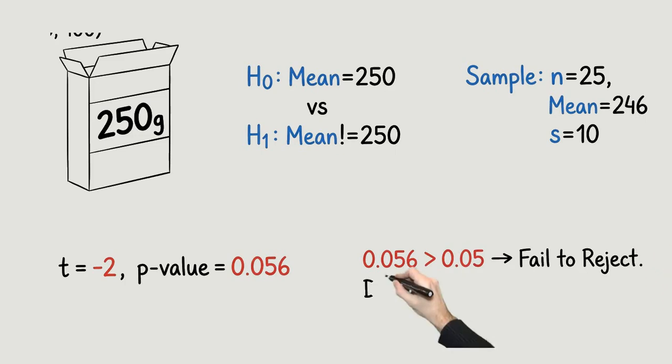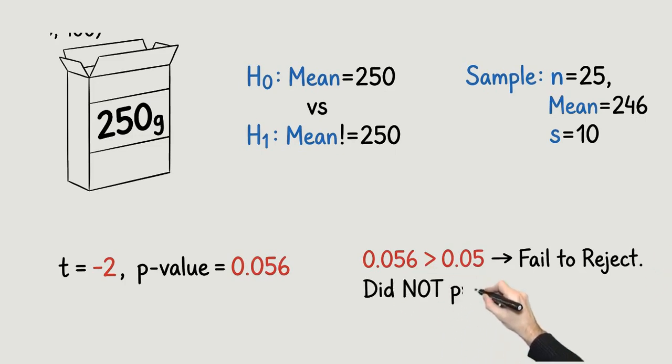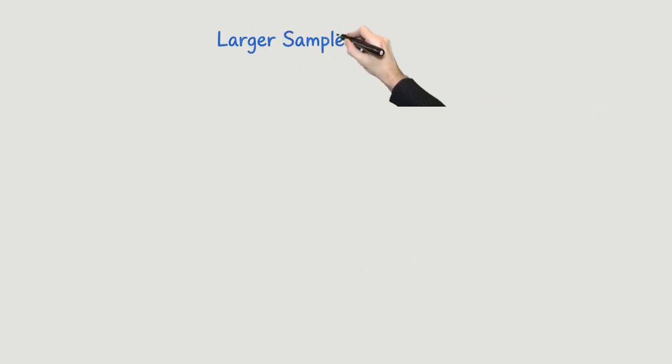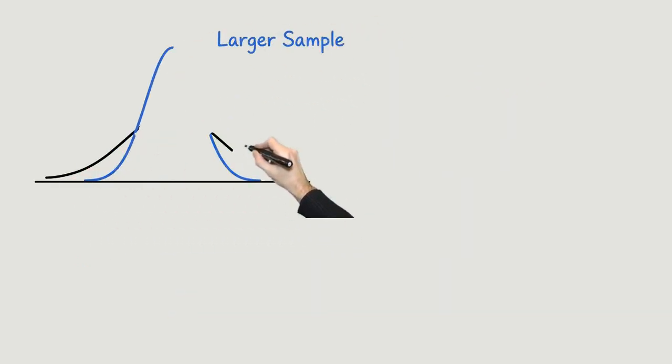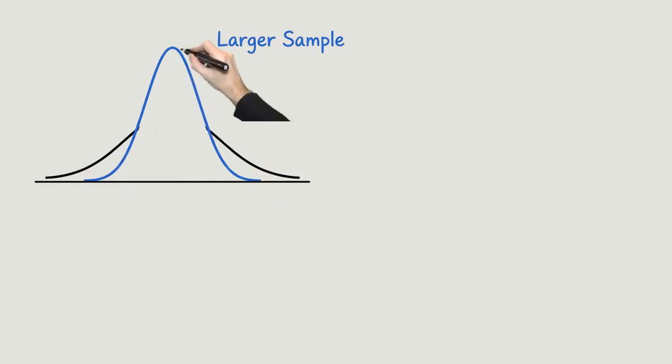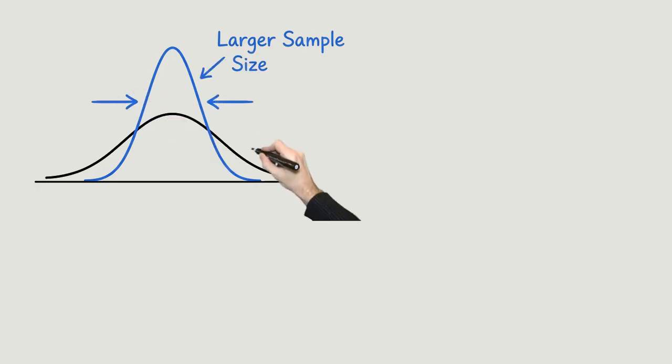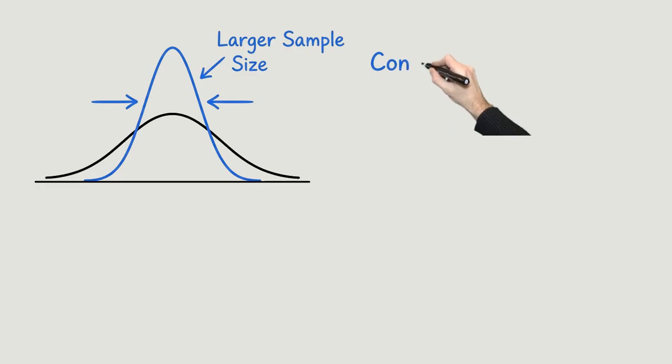The correct interpretation is that the data are not strong enough to conclude the mean differs from 250 grams at the 5% level. The incorrect interpretation is that we proved the mean is 250. This example shows why sample size matters. With the same difference but a larger sample, the standard error would shrink, the test statistic would grow in magnitude, and the p-value could drop below 0.05.